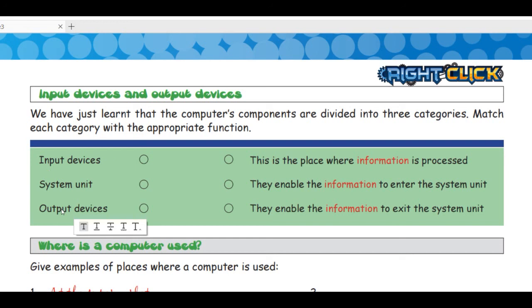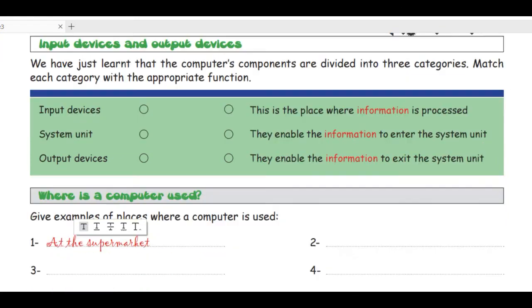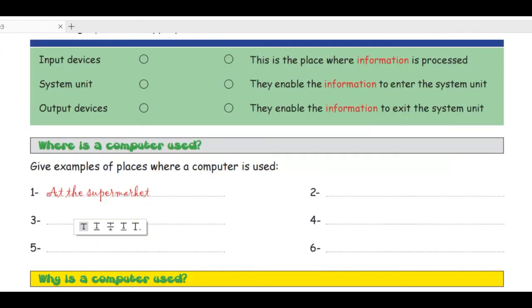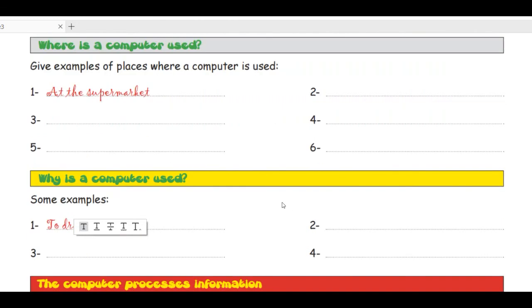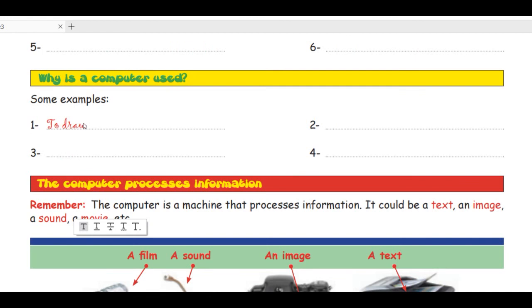This exercise should be done alone by students according to what you explained on the previous page. So he has to fill it alone. Then, where a computer is used: as you see, it's a review exercise from last year, so he has to fill those fields, for example, to draw, to listen to music, and so on.